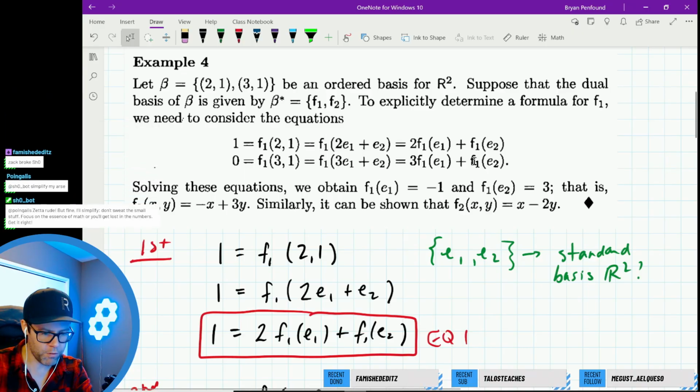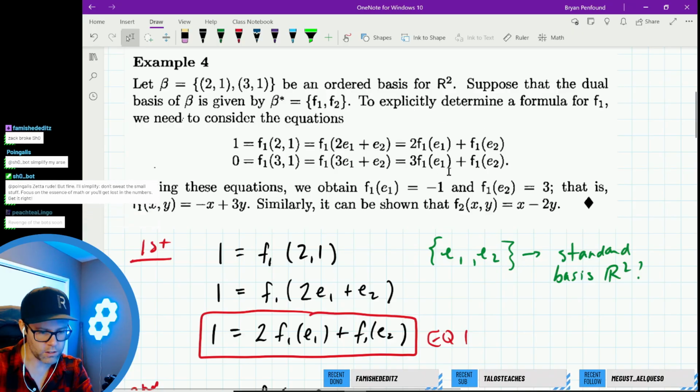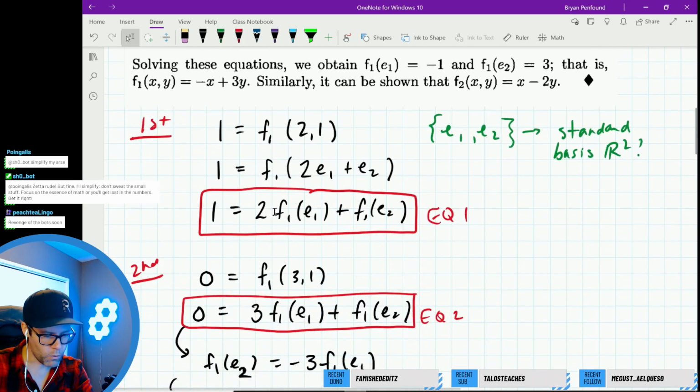was it in example 4 But that we fine. weren't using I'll the simplify. Kronecker delta function? Don't sweat the small stuff. Focus on the essence of math, or you'll get lost in the numbers. Get it right. Why wasn't it the case that F1E1 was 1 and F1E2 was 0?